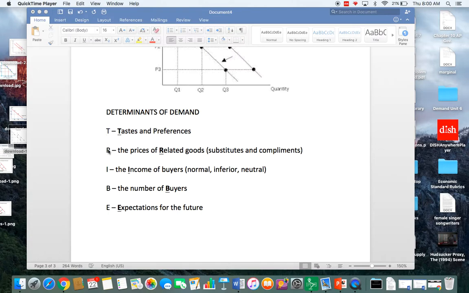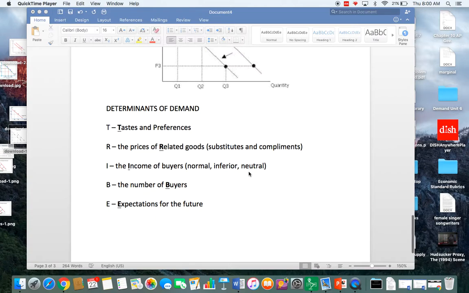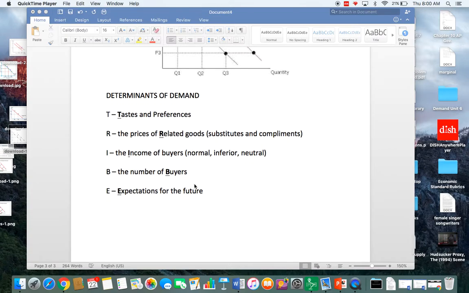So if you can remember TRIBE: tastes and preferences, price of related goods, you'll have to remember that those are substitutes and complements, income of buyers, normal, inferior, neutral, the number of buyers, and then expectations for the future. Those are the things that cause the curve to move and shift either to the right or to the left. And you will notice not one of them says the price of the product is changing. Something else is changing.